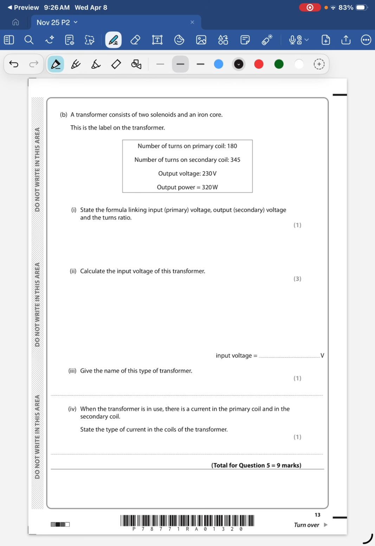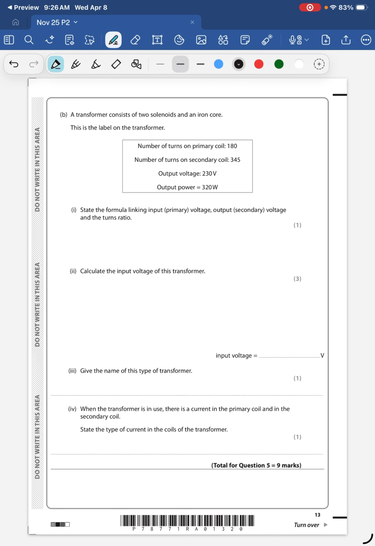Part B, a transformer consists of two solenoids and an iron core. This is the label on the transformer. We have the number of turns on the primary coil being 180. The number of turns on the secondary coil is 345. Output voltage is 230, and output power is 320 watts.